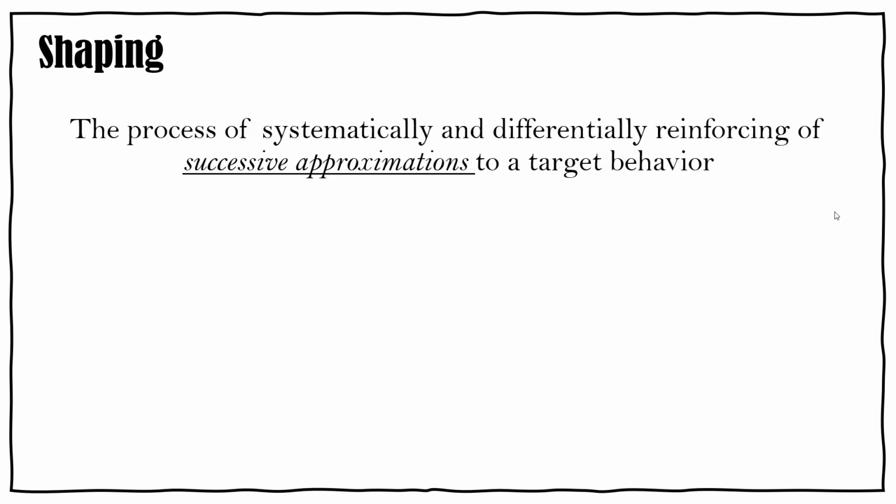So the question is, how did they actually teach Twiggy to water ski? They did this by what we call shaping. Shaping is the process of systematically and differentially reinforcing successive approximations to a target behavior. So basically, you have a target behavior that the person cannot engage in at the moment. So you start with an initial behavior that might not look anything like the target behavior, and then you reinforce that behavior as it successively gets closer to the target behavior, and then eventually you'll have the target behavior.